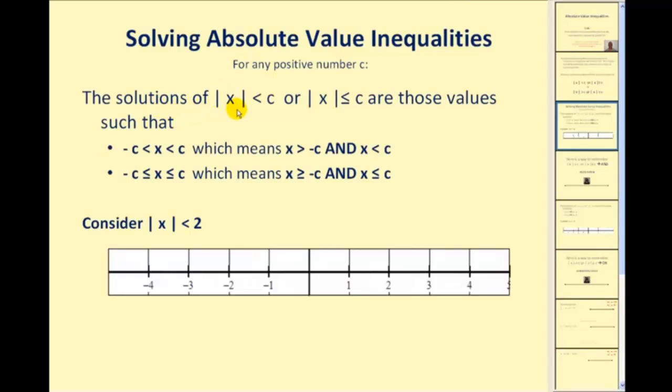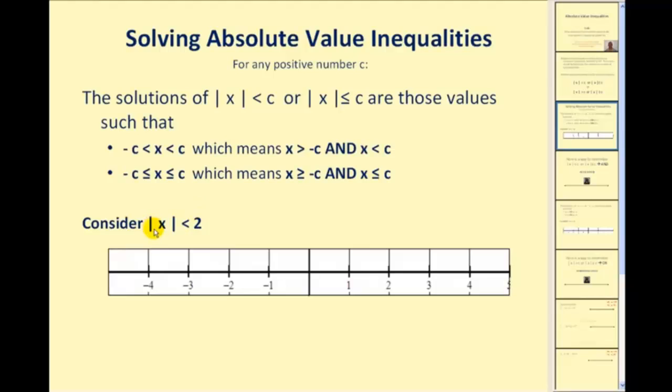So the solutions of the absolute value of x less than c or less than or equal to c are those values such that x is between negative c and positive c, and it may or may not include c based upon the original inequality symbol. So this compound inequality can be written as x is greater than negative c and x is less than or equal to c. Notice the inequality involving positive c is essentially the same except we drop the absolute value, and for the second inequality we change the sign of c and also reverse the inequality symbol. In the same case, when we have less than or equal to c, we just use a different inequality symbol.